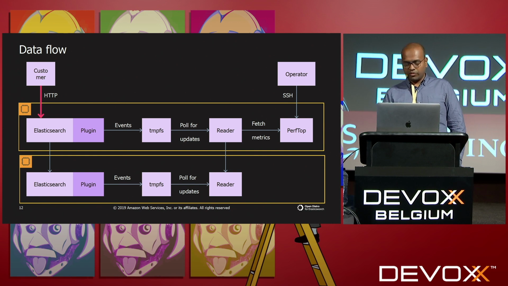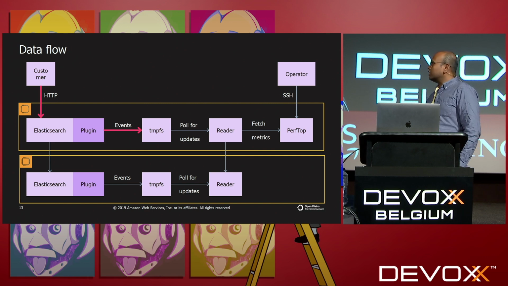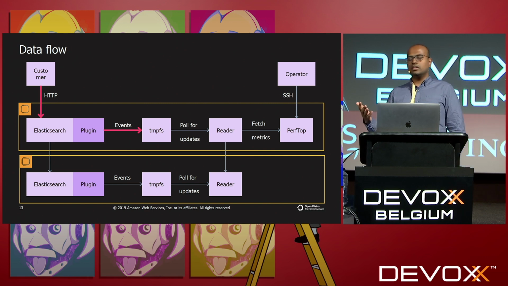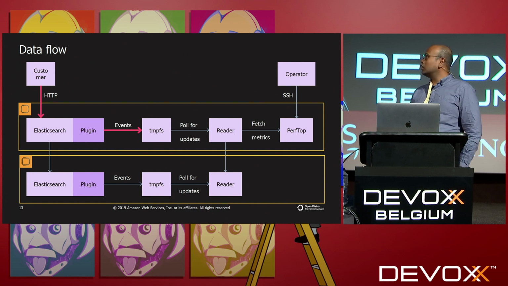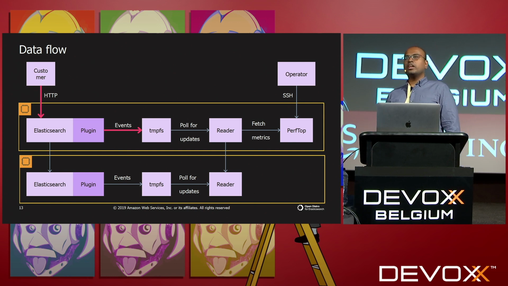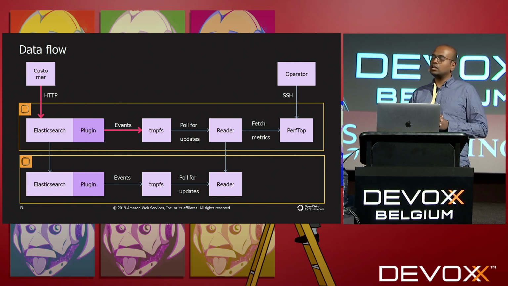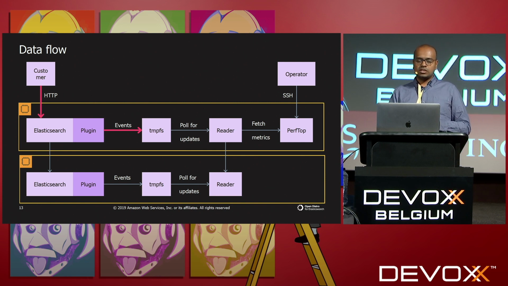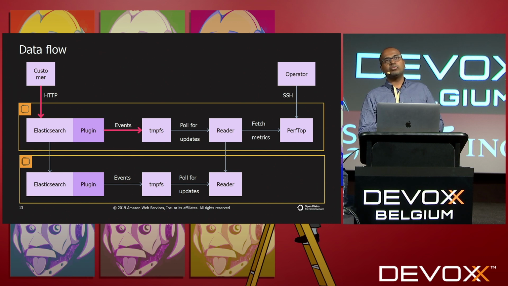So for every single request that comes in, we have all these events that are being written to the event log. The event log is written to tmpfs, which is an in-memory file system that we create. You can also write it to disk if you want to. We try to group these requests. We have an event queue, and this is flushed every second to avoid system calls and not affect your Elasticsearch performance at all, because it sits in the critical path.